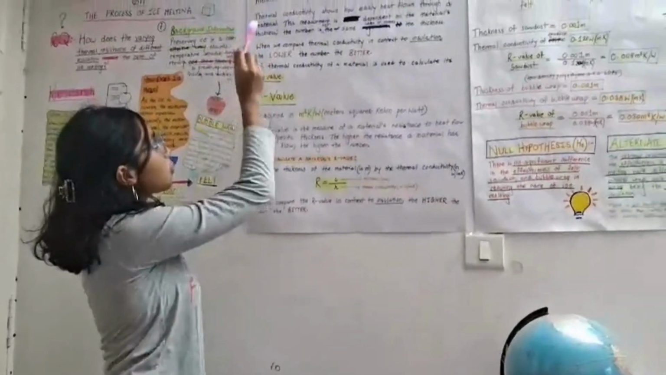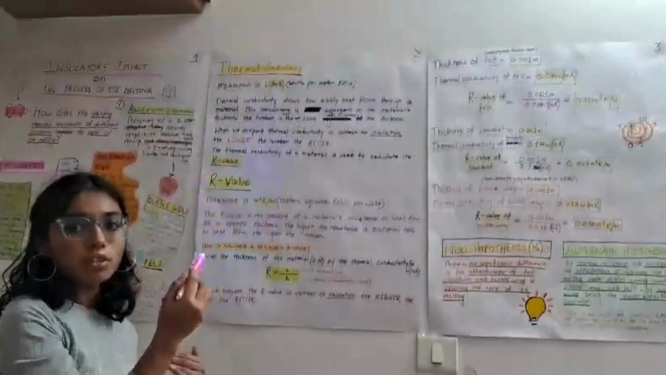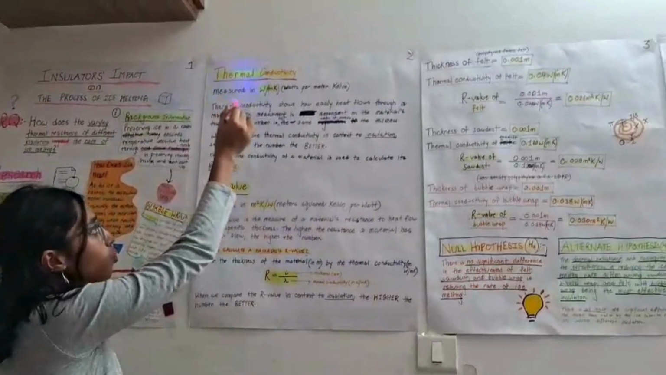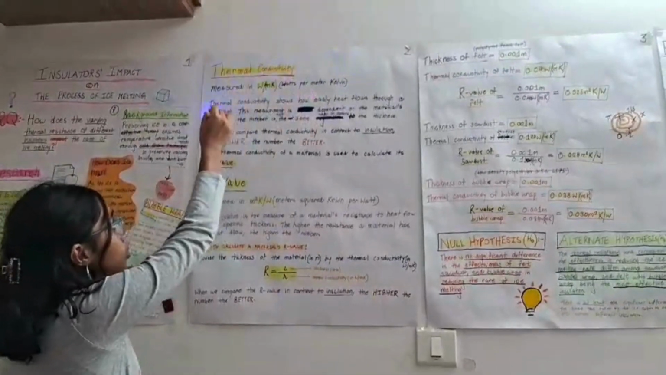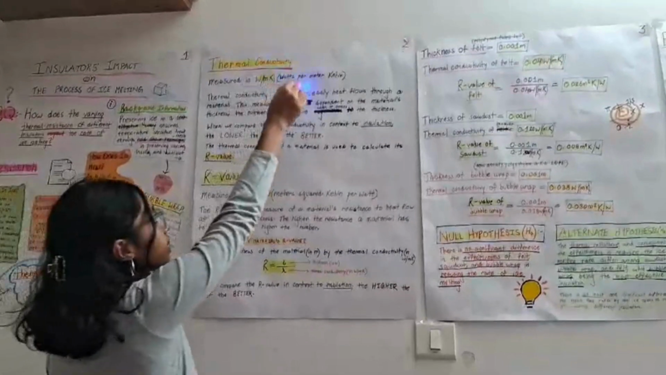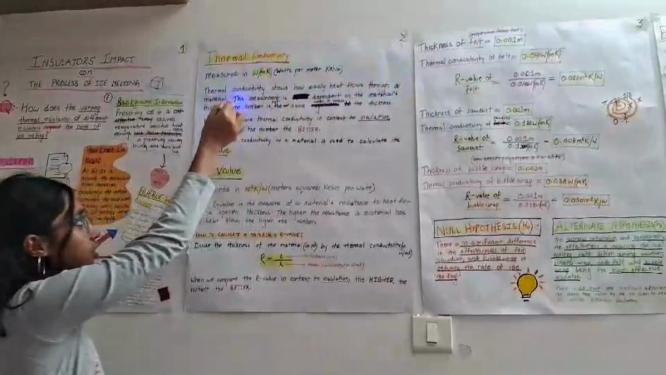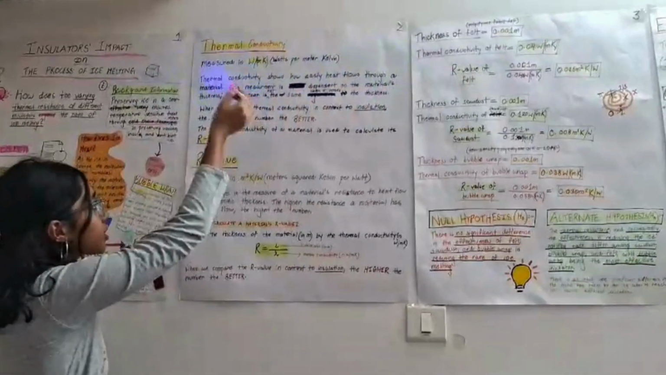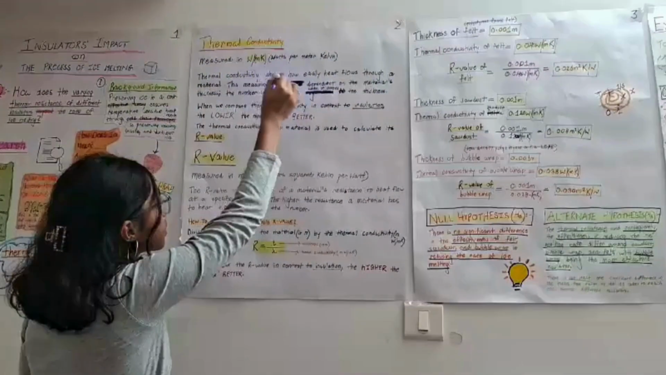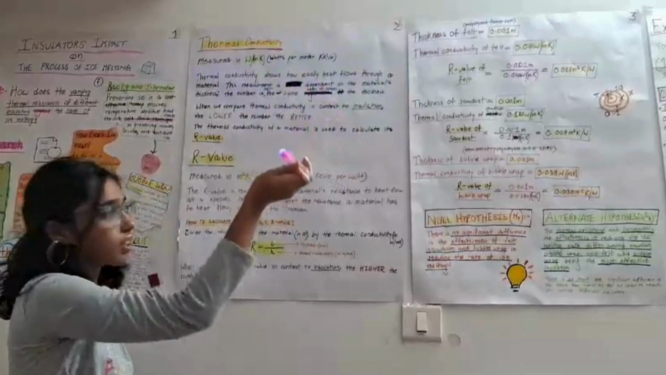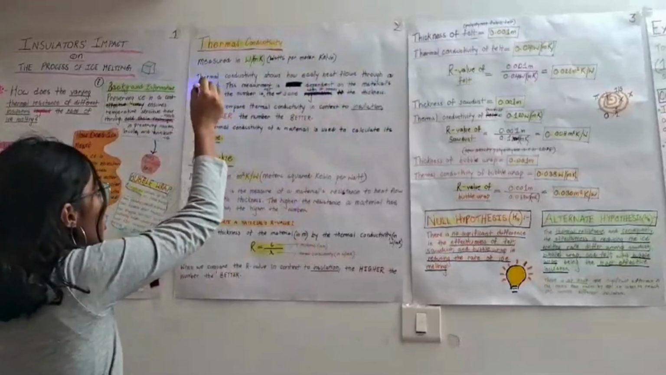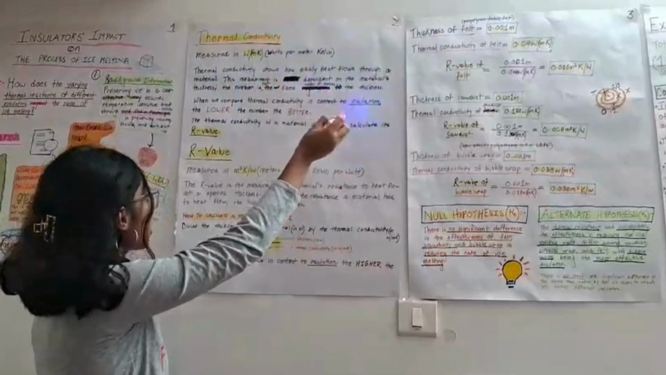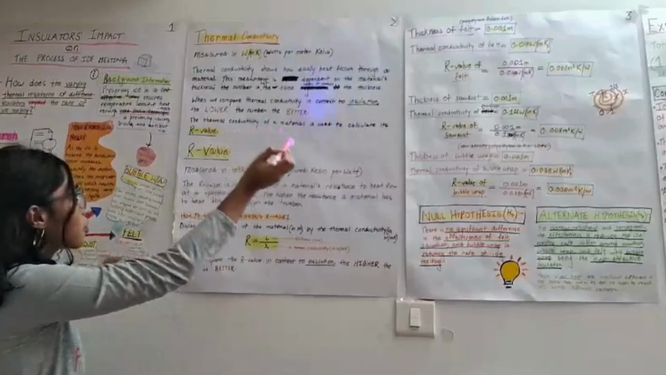Now, a little bit on thermal conductivity. So what is thermal conductivity exactly? First of all, it is measured in watts per meter Kelvin. Thermal conductivity shows how easily heat flows through a material. This measurement is dependent on the material's thickness, which means the number is not the same when it comes to the thickness. When we compare thermal conductivity in context to insulation, the lower the number, the better.